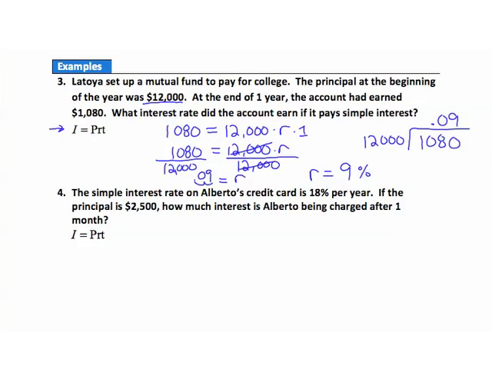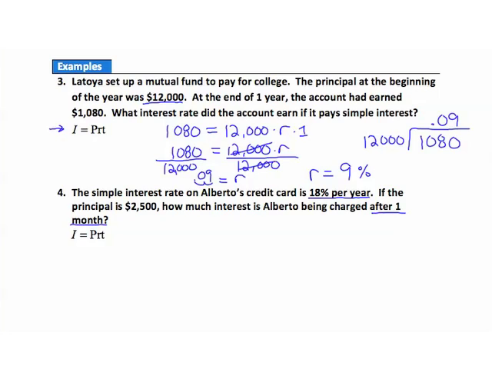Example 4. The simple interest rate on Alberto's credit card is 18% per year. If the principal is $2,500, how much interest is Alberto going to be charged after 1 month? Now we want to be careful here. Notice the interest rate is given in 18% per year, but we want to know how much we're going to be charged after only 1 month. Those units of time don't match.